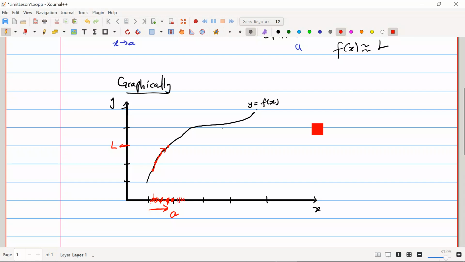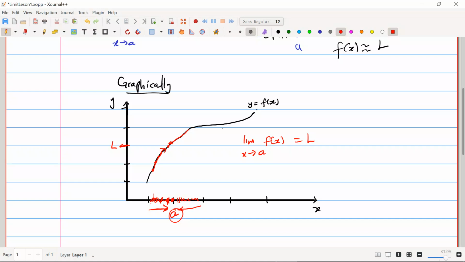If I look at the values on the right side, as I get closer and closer to a from the right side, the function value is also getting closer and closer to this point. So at this moment, we say that the limit as x approaches a of this function is equal to L. Now, one key thing you need to take from this lesson is that the limit is always a y value, and this a is always an x value.